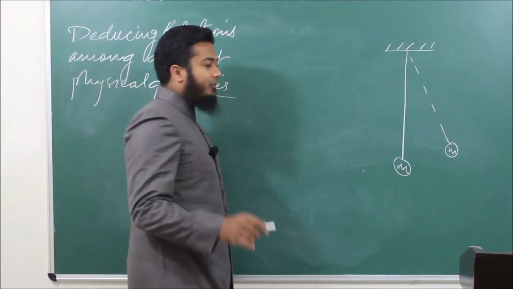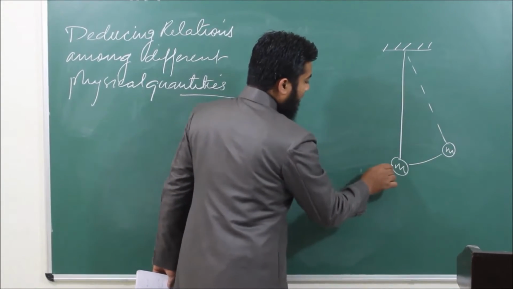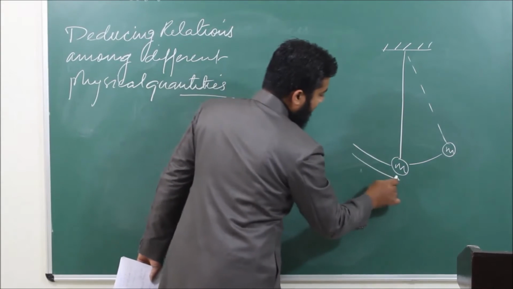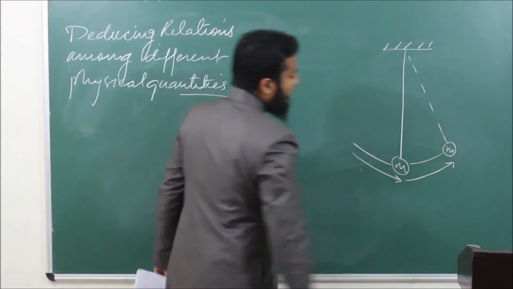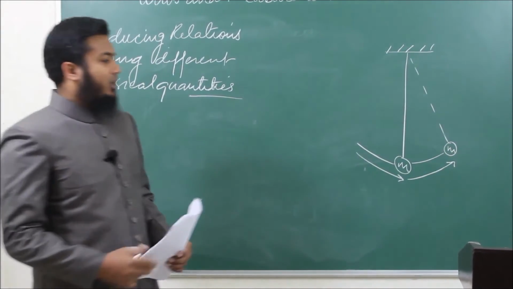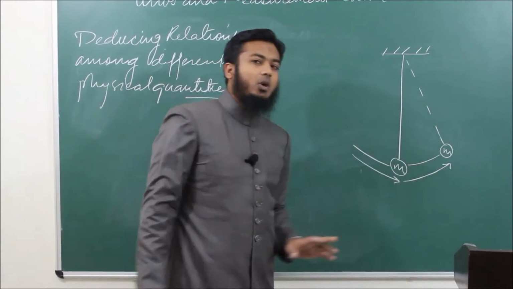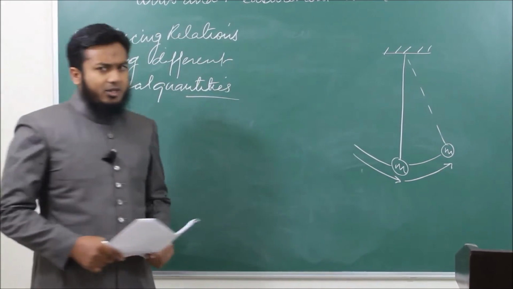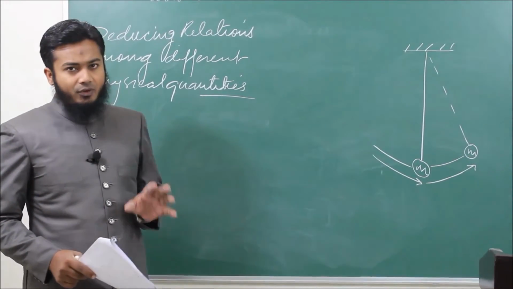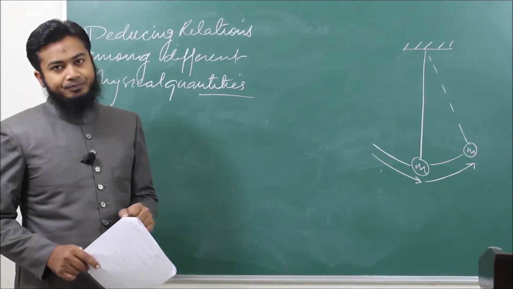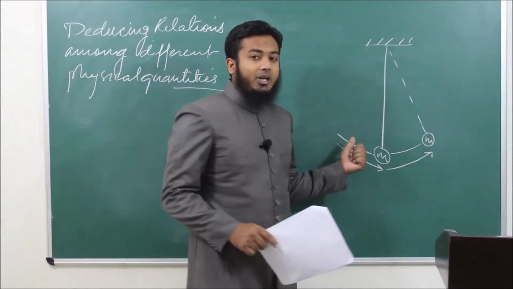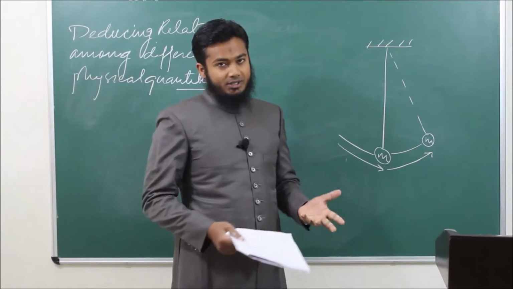So the time for making this one oscillation, it comes from here to here and then from here to here and then comes back to the initial position. So the time for this one oscillation is called time period. So let's try to deduce a formula for this time period. Let's try to find what quantities the time period depends on.